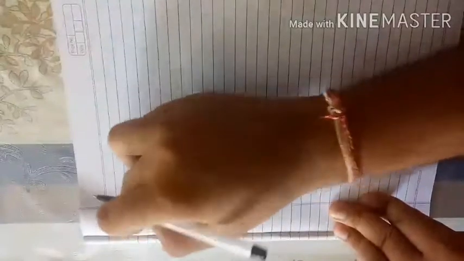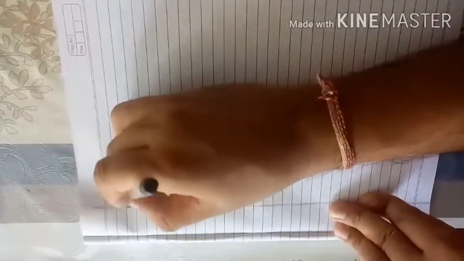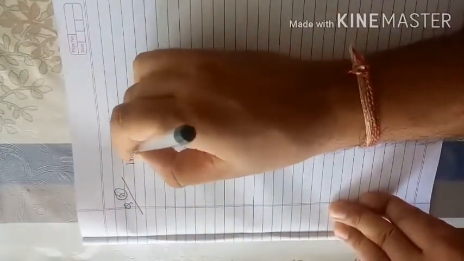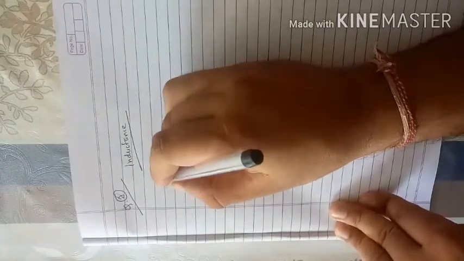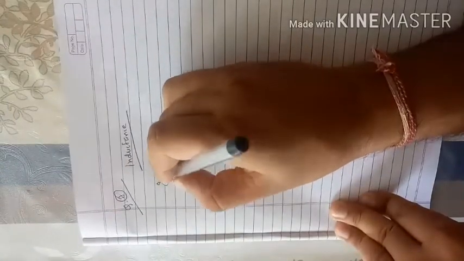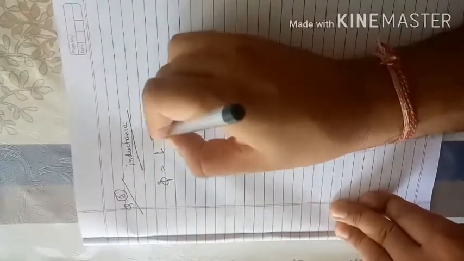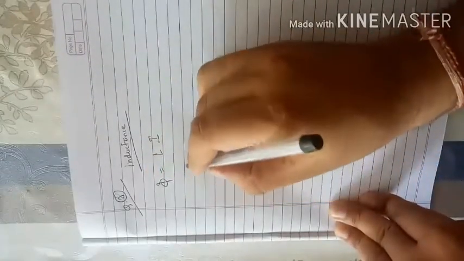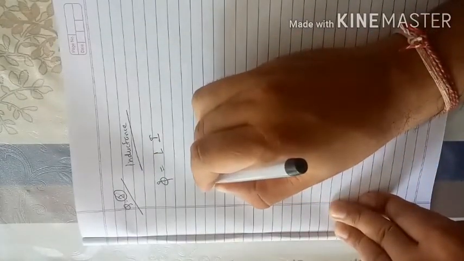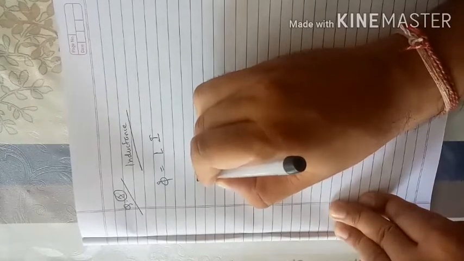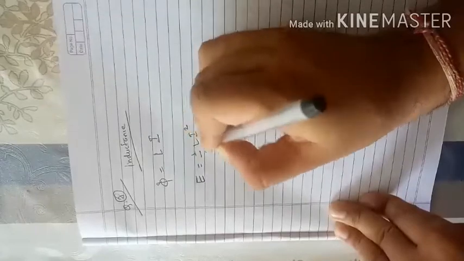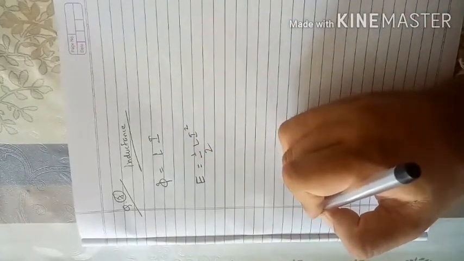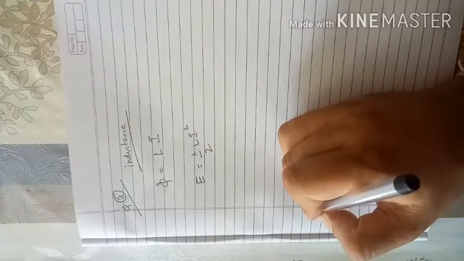So let us talk about question number 7. In question number 7, we have the inductance. So we have the formula for magnetic flux, phi is equal to Li. We also have the formula of energy, energy is equal to half Li square. This also we can use. So we have these two formulae, and we can use any one of them.